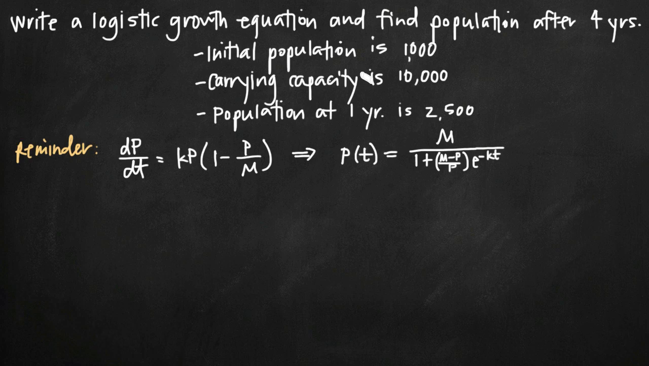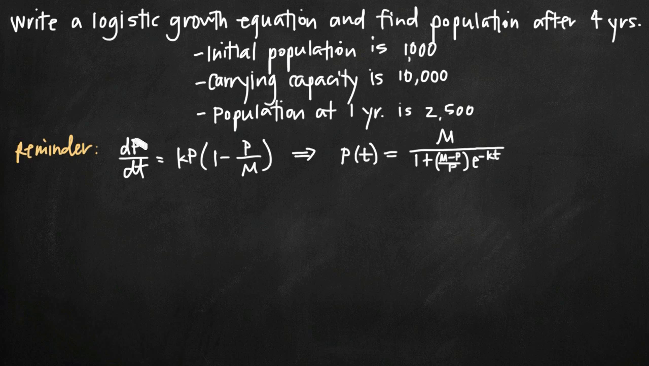not that we need to know it for this problem, but carrying capacity is just the number in the population that can be supported by the environment before the population starts to reduce because it's overpopulated. So carrying capacity is 10,000, and we've also been told that the population after 1 year is 2,500. We've been asked to use this information to write a logistic growth equation that models it, and then find the population after 4 years. So what we need to know are the formulas that I've written here.